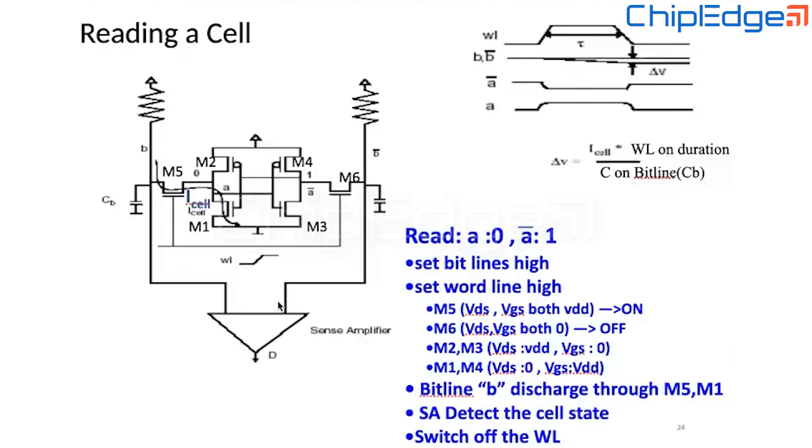But as of now, I will just say that if B is discharging and B bar is not discharging, my sense amplifier will detect a 0, and on the Q bus you will get a 0 because there was a 0 stored here. If B bar was discharging and B was not discharging, then my sense amplifier would have detected a 1, because this side I have 1 and this side I have 0. So B bar discharging, and my sense amplifier will detect a 1. This is how the read operation works.